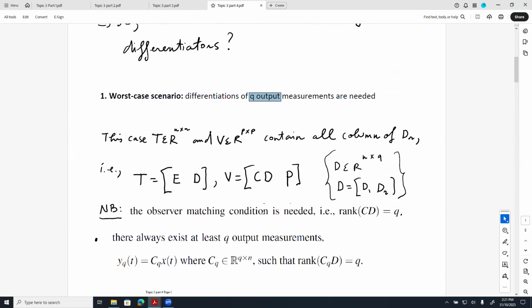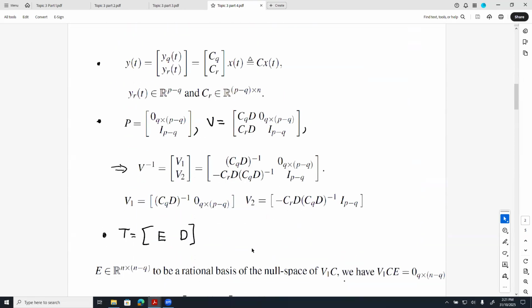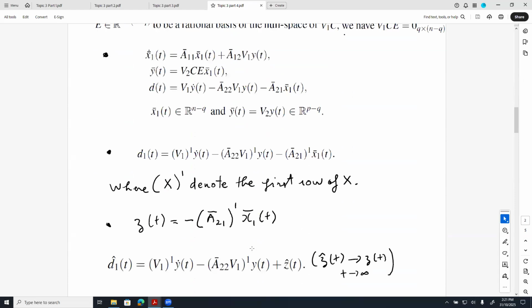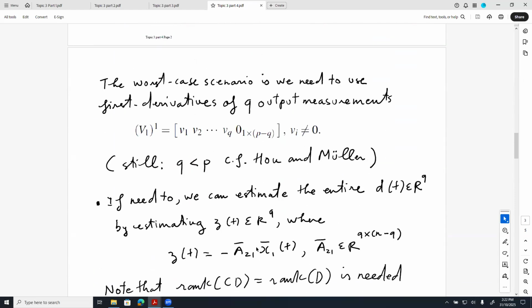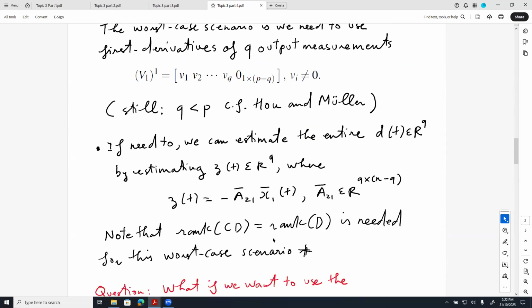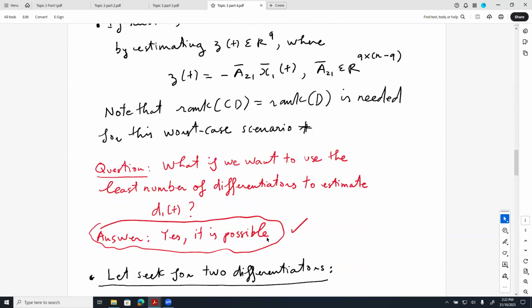We need the observer matching condition to be satisfied. And we design an unknown input observer to asymptotically estimate the unknown input using a linear functional observer.